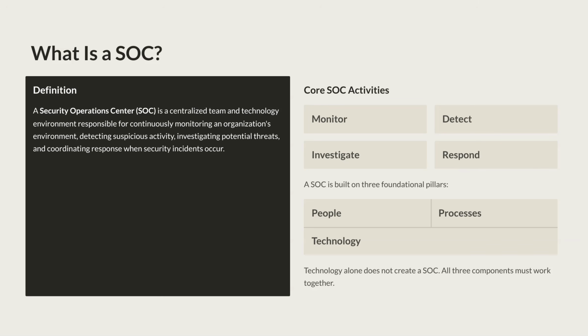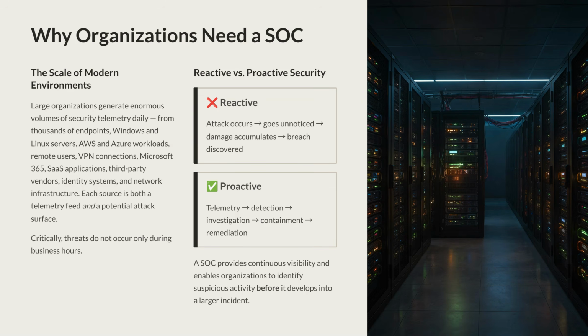Think about how much telemetry even one organization can generate. You might have thousands of Windows endpoints, Linux servers, Active Directory, Entra ID, Microsoft 365, VPN connections, cloud workloads in Azure or AWS, firewalls, DNS, email security, applications, SaaS platforms, and third party services. Every one of those systems produces data, and at the same time, many of them represent potential attack surfaces. Without centralized monitoring, suspicious activity can easily be missed because individual events often don't look particularly interesting on their own.